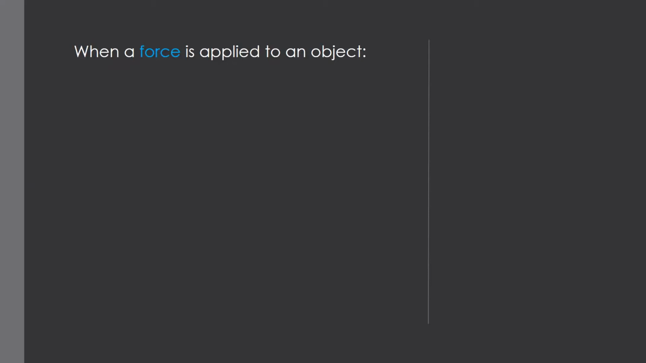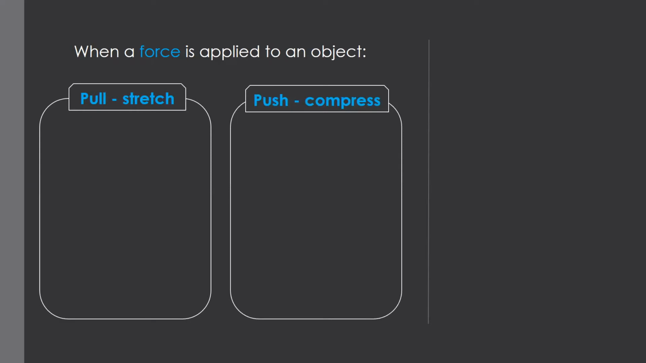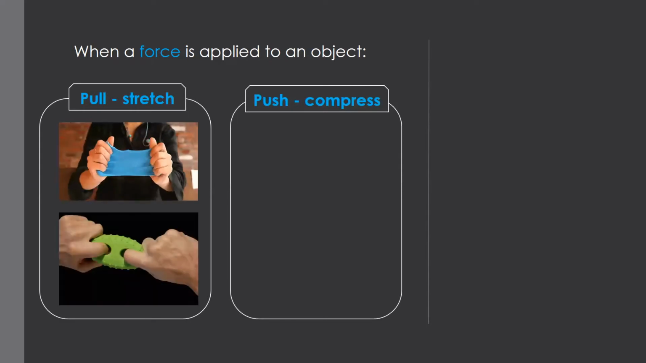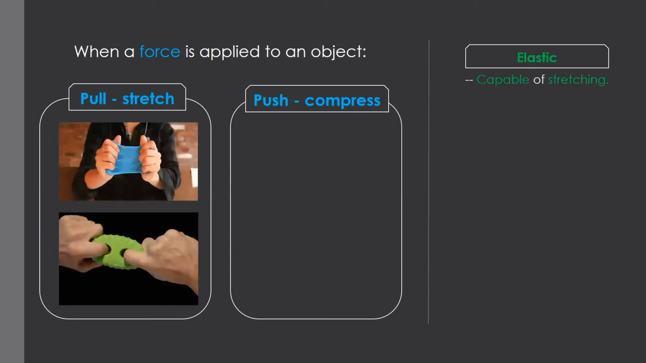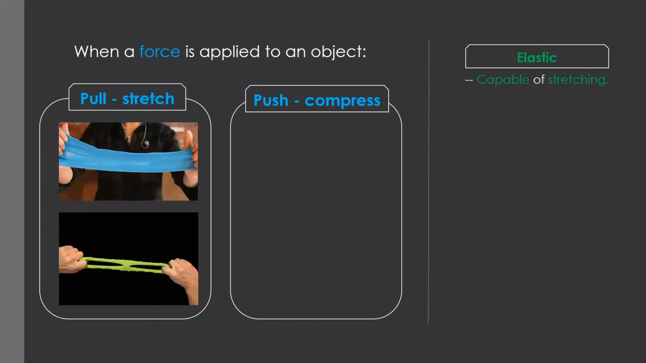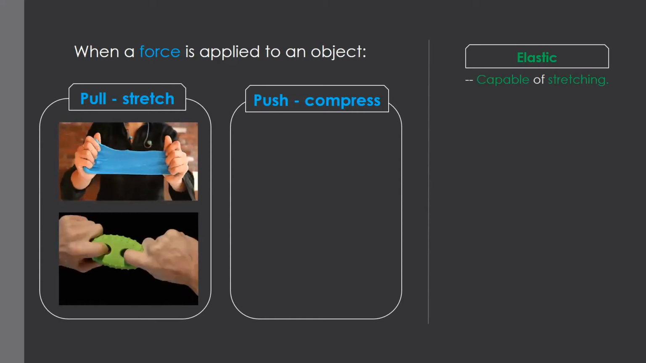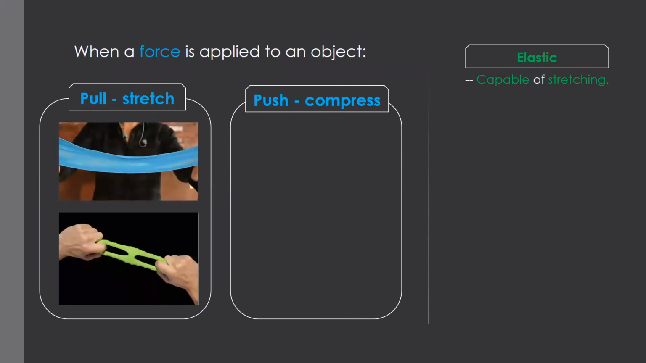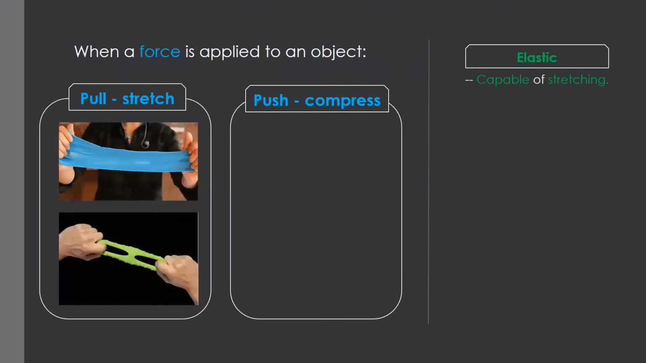So now let us think what happens when we apply a force to an object. The force can be either pull or push. When we pull an object, that means we stretch it out. So the object can be said to be an elastic object. An elastic object is an object which is capable of being stretched, but not necessarily able to return to its original shape, which is the blue object as the example.